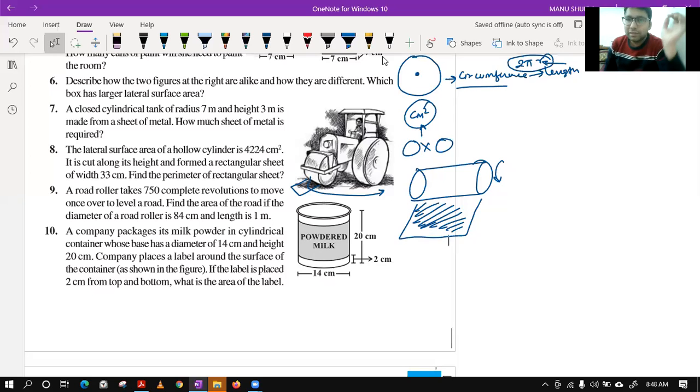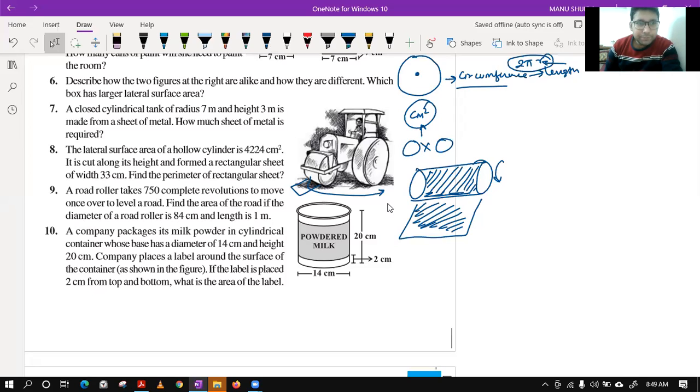So the area that is covered is somewhat related to the curved surface. So can we say the area covered by this cylinder or the wheel in one rotation is equal to its curved surface area? Can we say this thing, class? The larger the tire, the more area you are going to cover. Please confirm. Question number 9.